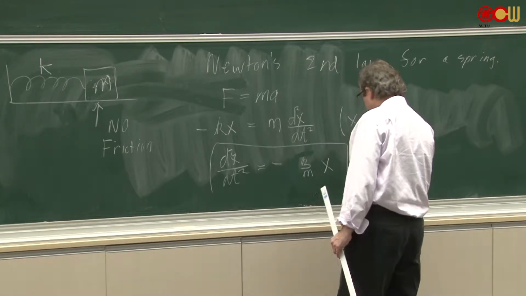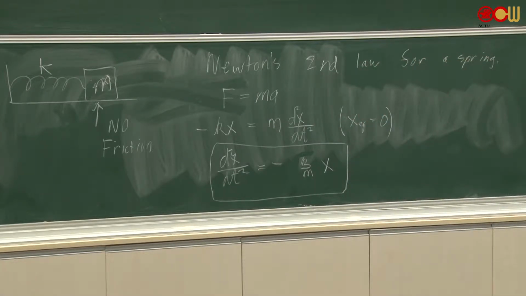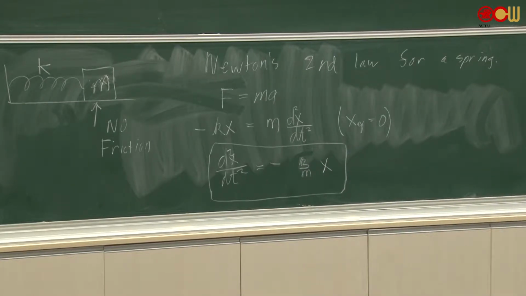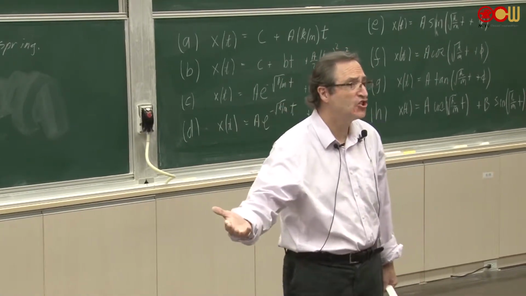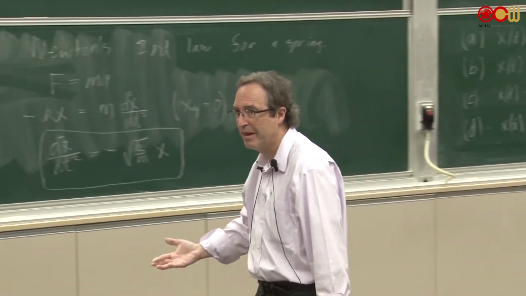So here's the equation. That is what is called a differential equation. It's not an algebra equation because it has derivatives in it. So that means we don't solve for x like it's some kind of constant. We solve for a function. x is a function of time.